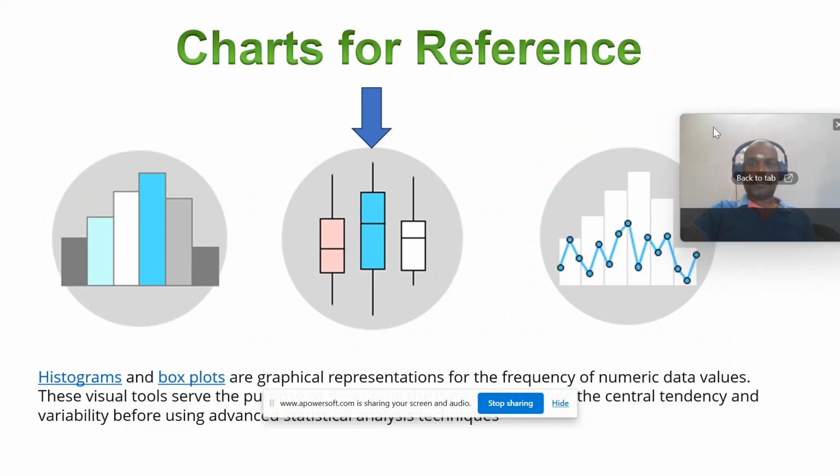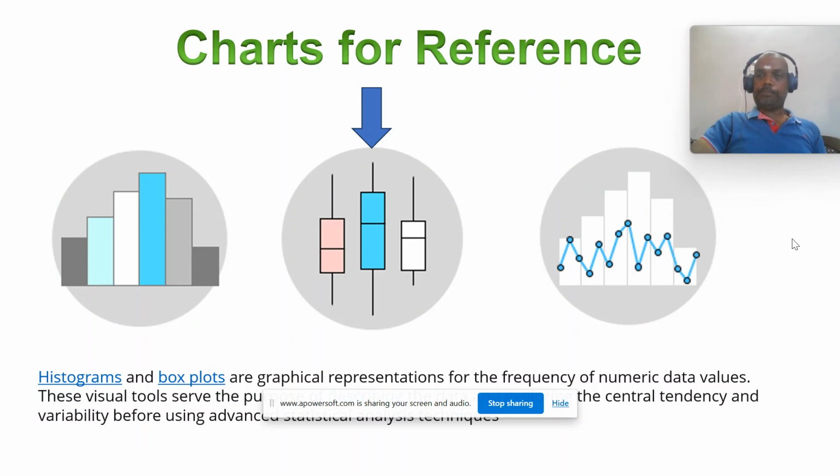Today we'll discuss the charts, for reference on the third day. The agenda today is to discuss the box plot. You can see there are three charts on the left-hand side. You can see the histogram in the middle, which is the box plot. On the right-hand side, you can see the histogram with the line chart.